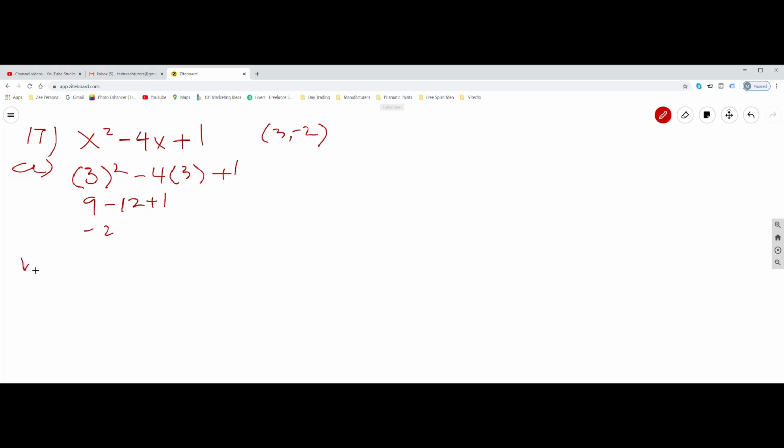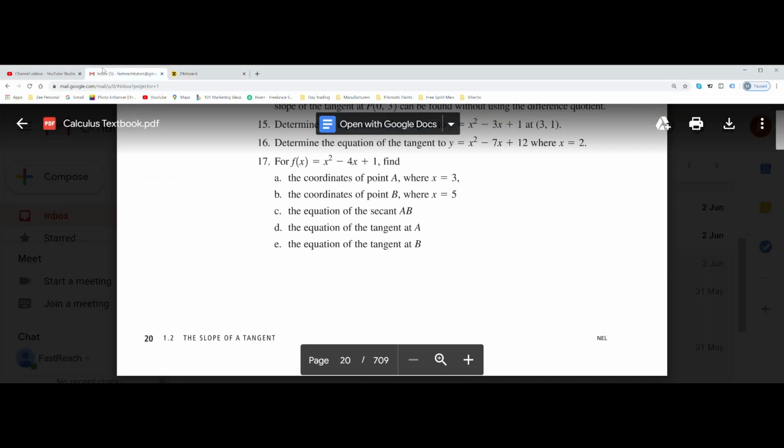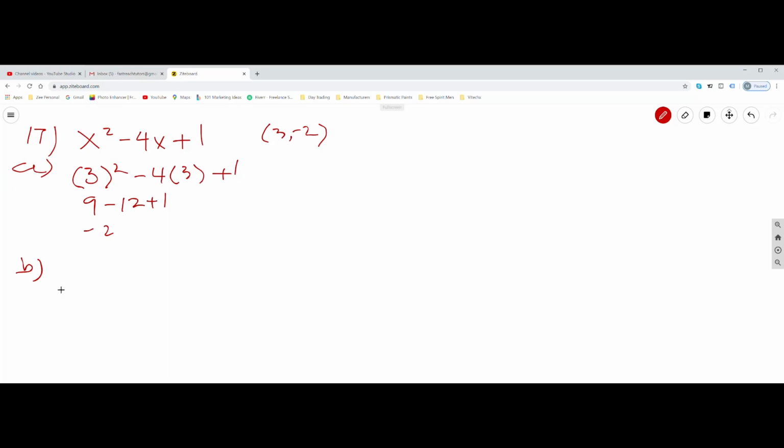For B, you have x equals 5. So we put 5 in the equation. 5 squared minus 4 times 5 plus 1. 25 minus 20 plus 1. So that's 26 minus 20. That's equal to 6. So the point is 5 and 6.